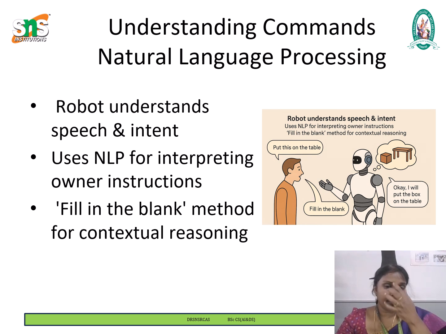So this picture represents the robot understanding speech and intent. Here, in the fill in the blanks method, we are using a human and robot conversation.